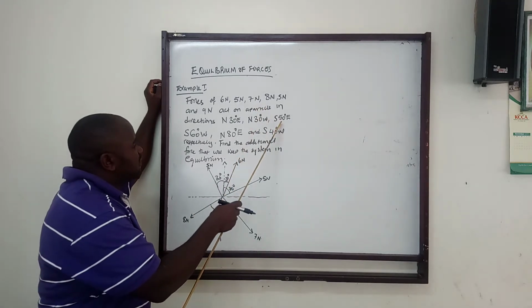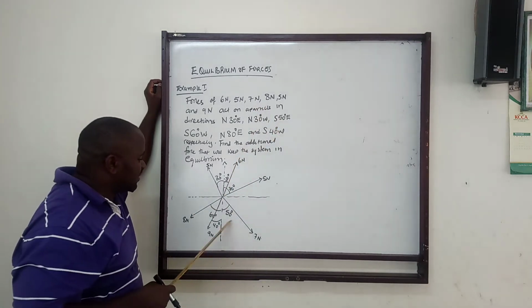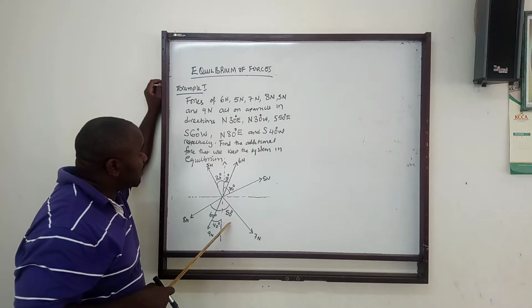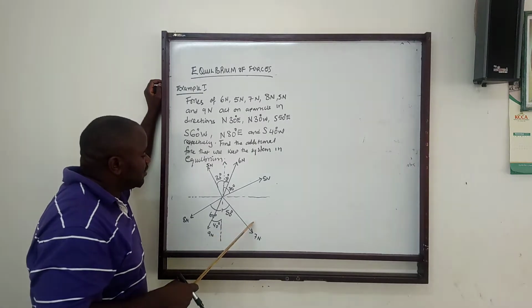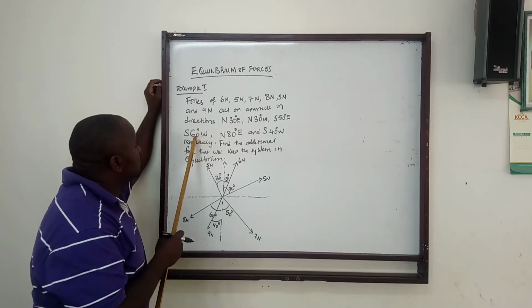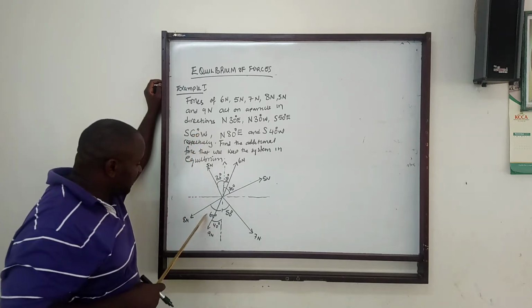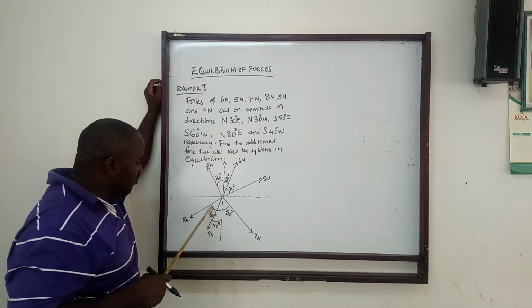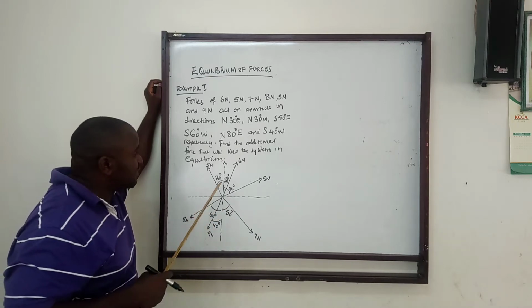7 acts south 50 degrees east, sorry. This is where east is going. Then now we have 8 south 60 degrees west. From here you're going south to west 60 degrees. This is where the 8 is.